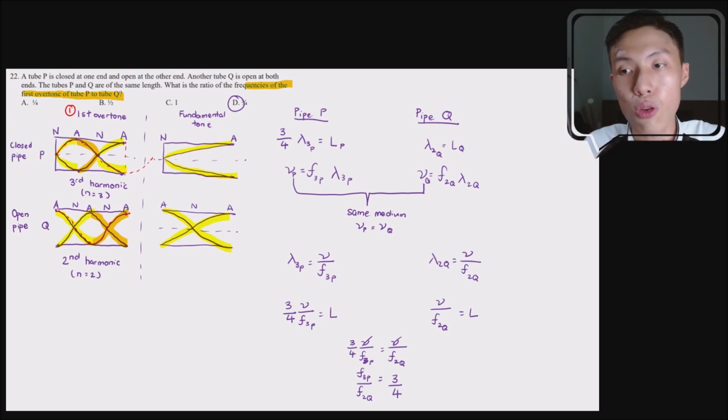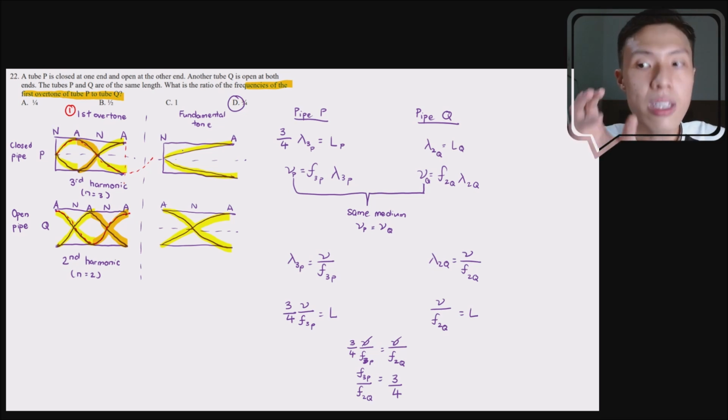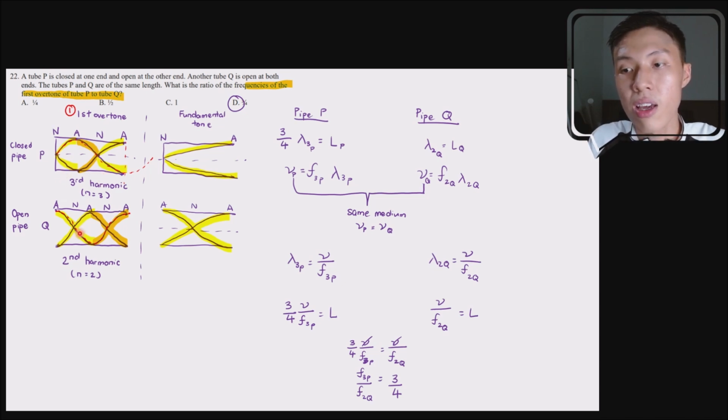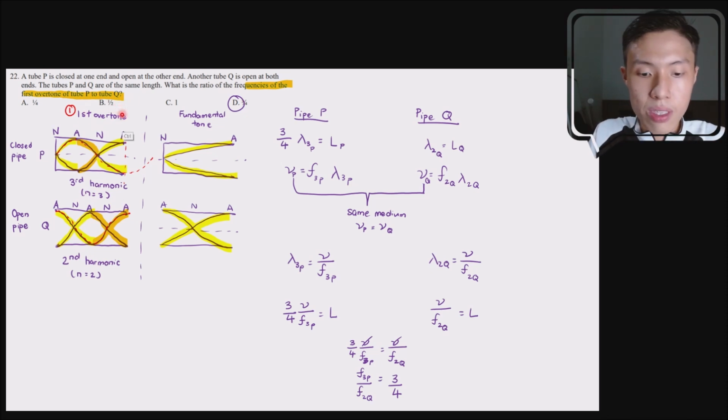Okay, that is overtone. Harmonic is how many times the fundamental pattern appears in the standing wave pattern. In this case, if it appears 3 times, then it's a third harmonic. If it appears 2 times, then it's a second harmonic. The n should be following the number of harmonic, n should not be following the number of overtone. This one you have to be very careful about.